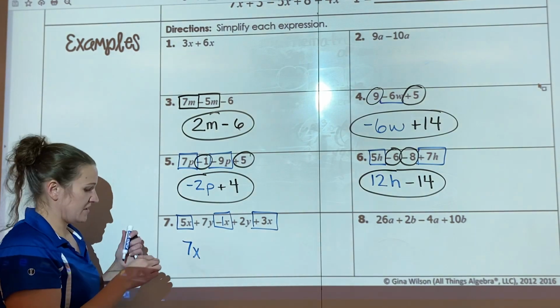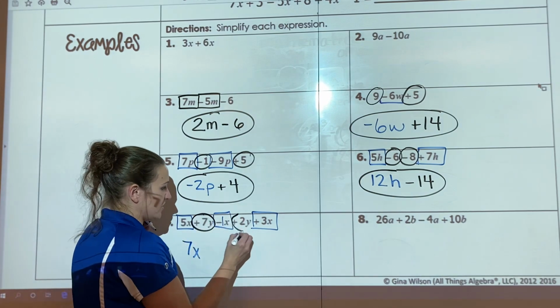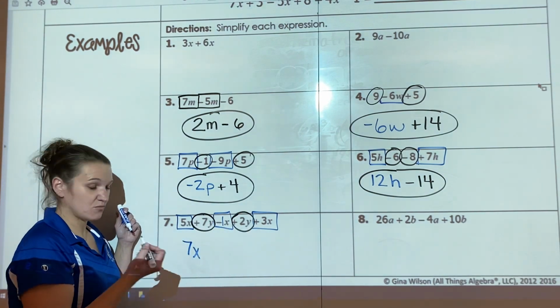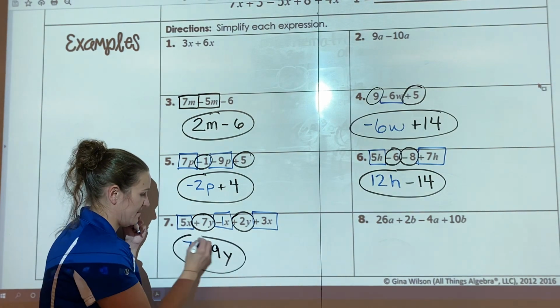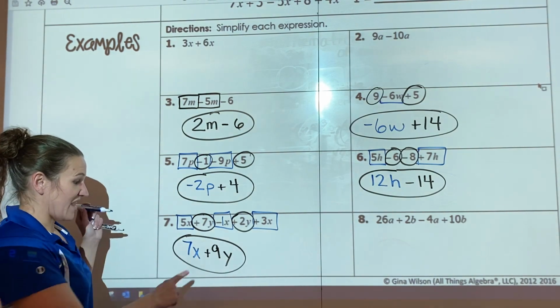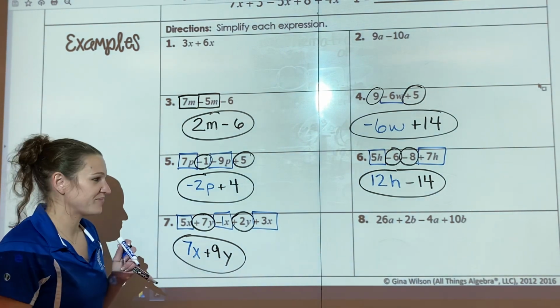All right. Now my other set of like terms are the y's, 7y and 2y. And since they're both positive, when I add them together, I get positive 9y. I can't combine these. They're not like terms because they don't have the same variable part. Last one.